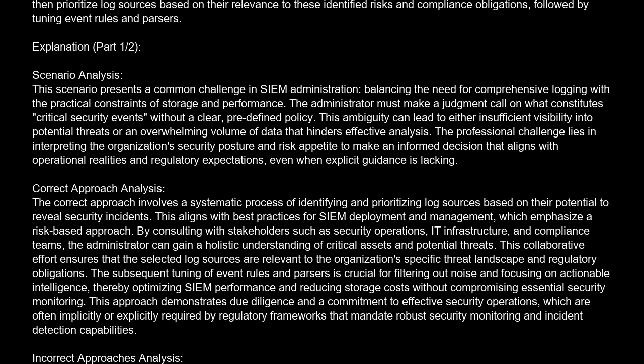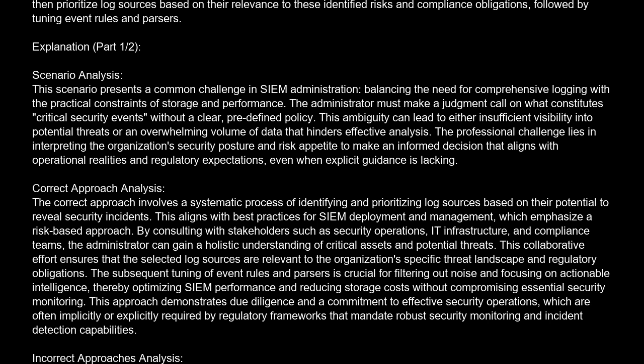Scenario analysis. This scenario presents a common challenge in SIEM administration, balancing the need for comprehensive logging with the practical constraints of storage and performance. The administrator must make a judgment call on what constitutes critical security events without a clear, predefined policy. This ambiguity can lead to either insufficient visibility into potential threats or an overwhelming volume of data that hinders effective analysis. The professional challenge lies in interpreting the organization's security posture and risk appetite to make an informed decision that aligns with operational realities and regulatory expectations, even when explicit guidance is lacking.